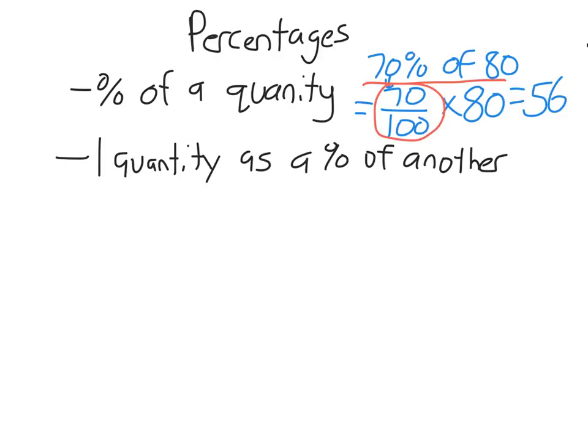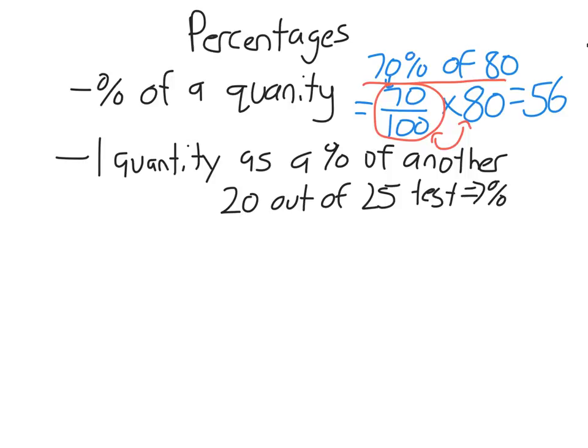When we're finding one quantity as a percent of another, we need to switch these 2 numbers around. So for example, let's say I get 20 out of 25 in a test, and I want to make that into a percent. So the difference between this and the first one is that I don't know the percent here. So I've got to calculate the percent.